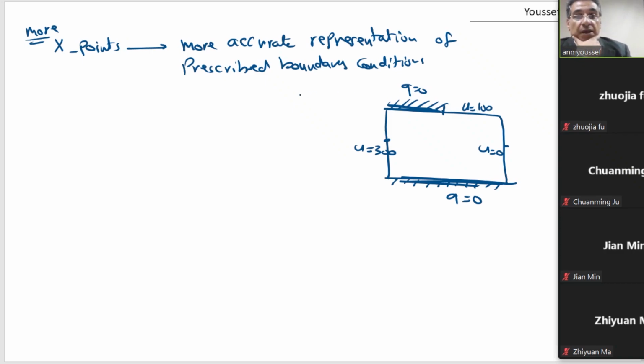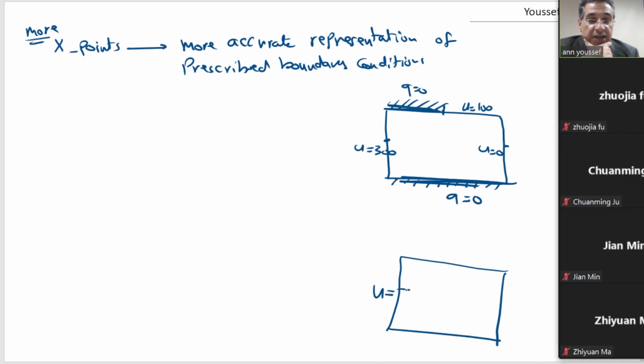One of the greatest things about this method is we don't have a problem with discontinuity. For example, if I have here u equals 300 and here u equals 100, forget about the other two sides, but at this corner, at point A, I have u equal 100. At the same point, B, I have u equals 300. So this point is a point of discontinuity.